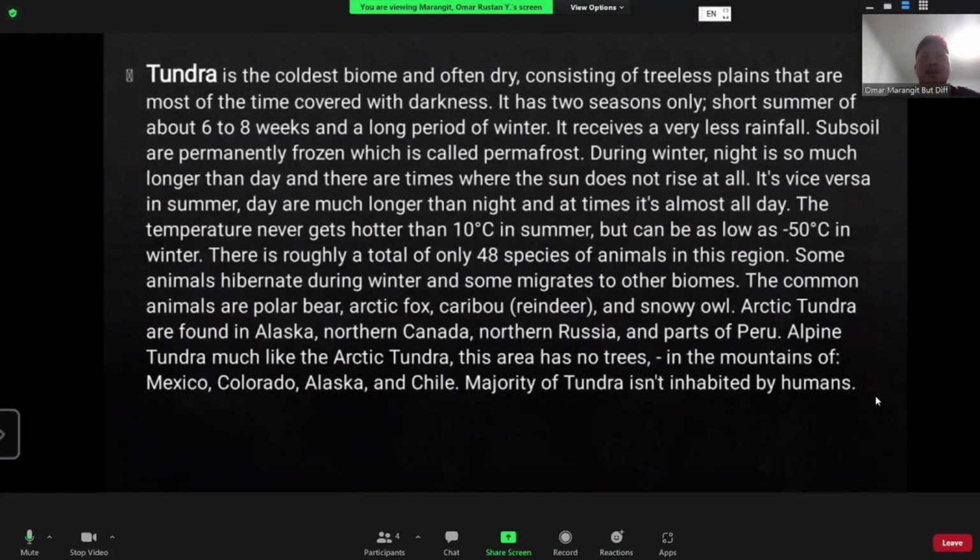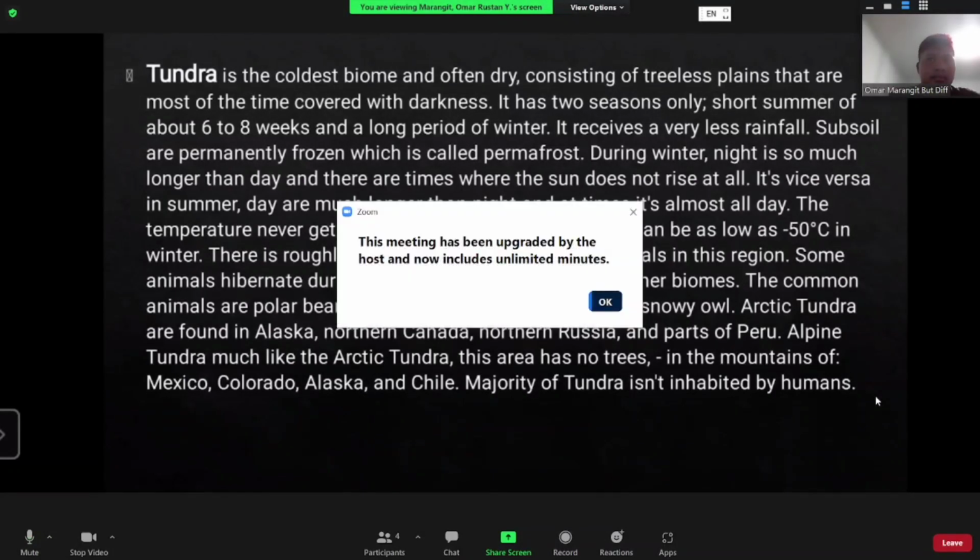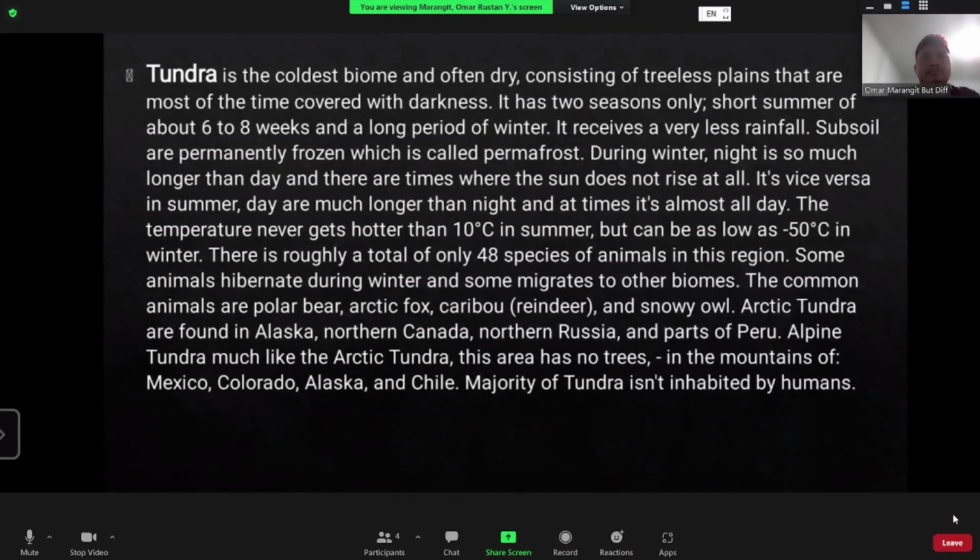There is roughly a total of only 48 species of animals in this region. Some animals hibernate during winter and some migrate to other biomes. The common animals are the polar bear, Arctic fox, caribou, or reindeer, and snowy owl. Arctic tundra are found in Alaska, northern Canada, northern Russia, and parts of Peru.